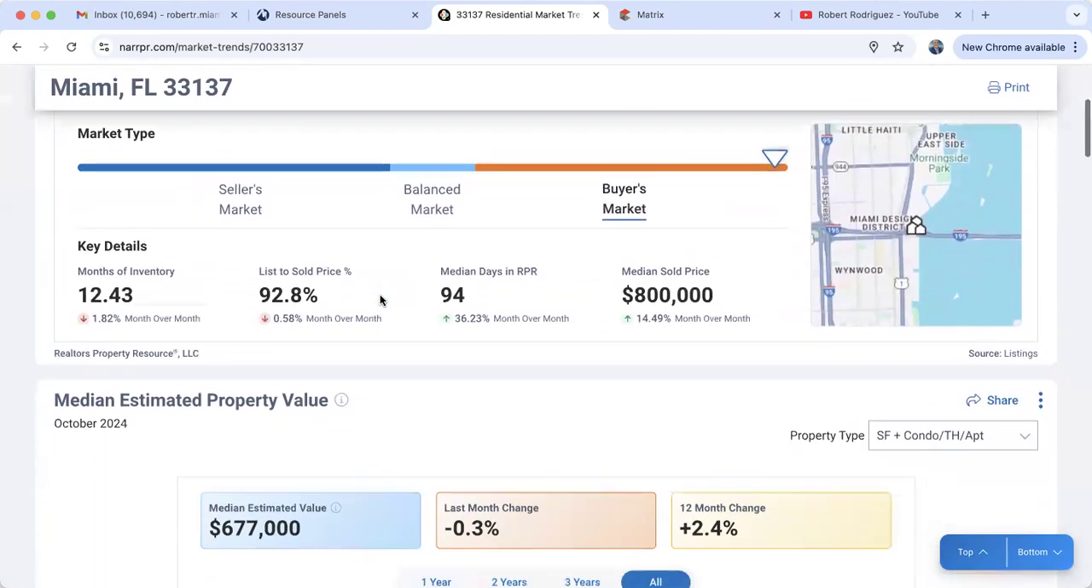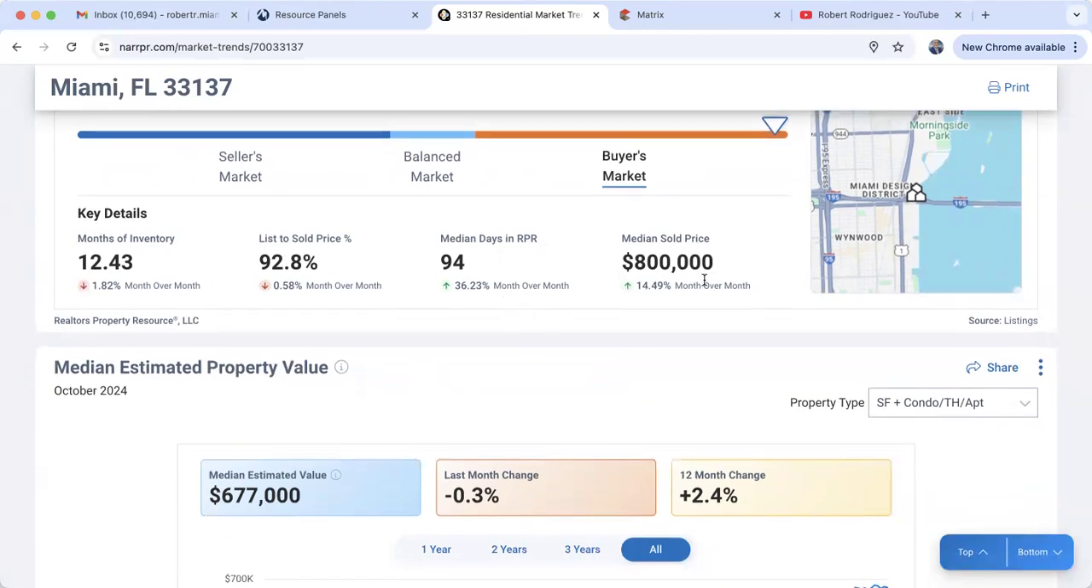We're looking here that there is a 12-month inventory that's down 1.8%, right? And there is here the percentage on list to sales price. We're looking at 92.8%. And days on market is 94 with a median sold price of $800,000. So everything here is somewhat negative, right? Leading to more of a buyer's market, yet prices are up 14.49% month over month. It's crazy.